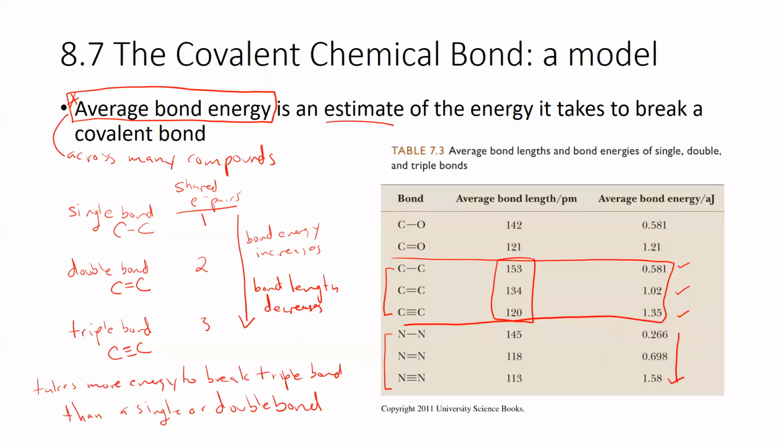Now that's an important thing, because when we break a bond, it takes energy. But when you make a bond, energy is going to be released. And so the amount of energy released is going to be, excuse me, equal in magnitude, but opposite in sign, right? The energy is going to be released.